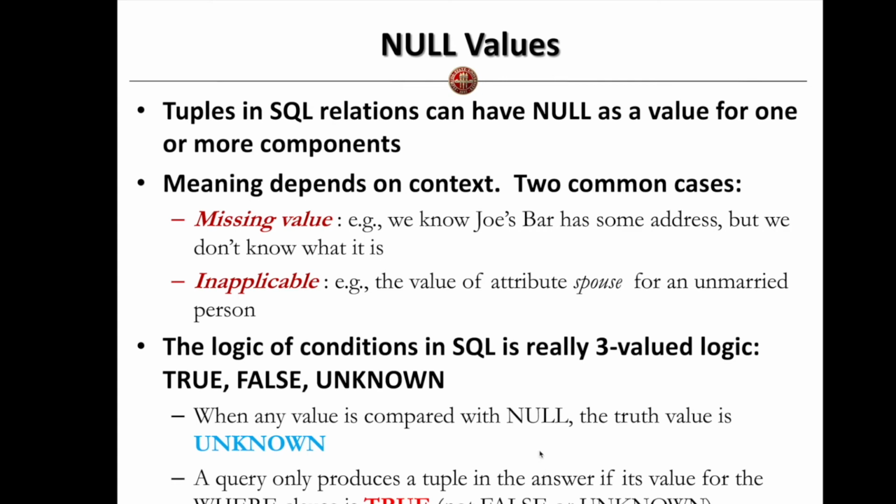Therefore, when we have some null values for some tuples, and the truth value is unknown, they will never be generated or produced in the select from where clause. I hope you can follow me, right? So for the conditions, we can have 3 different values: true, false, and unknown.